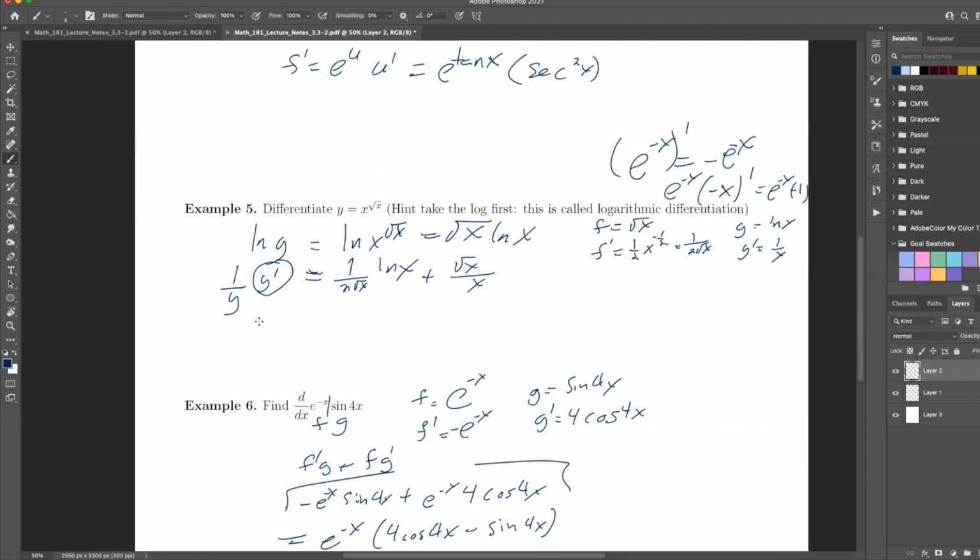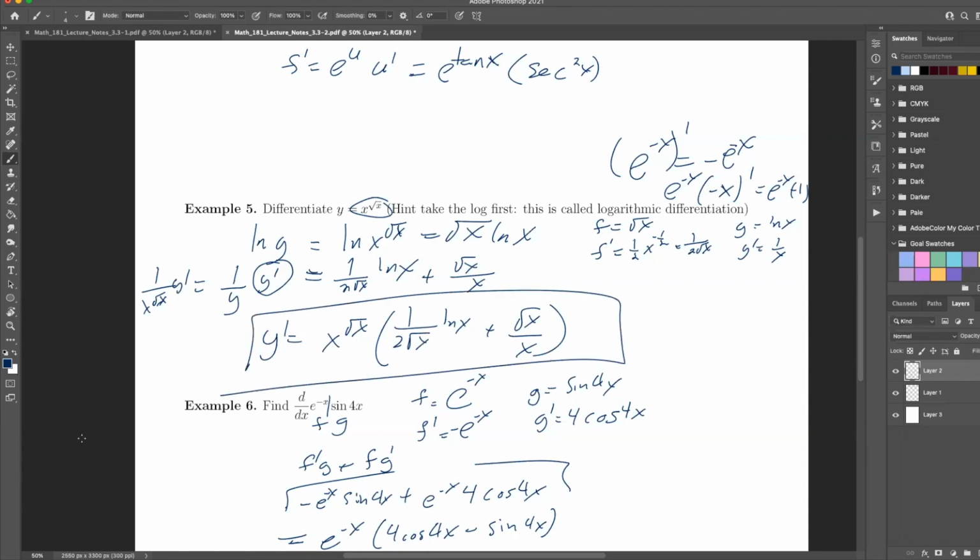All right, and then we just want to solve for y prime. Do I know what y is? Yeah, y is equal to this. Let me write this over on this side. So this is 1 over y, y prime, 1 over the square root of x raised to the x to the x. And so if we solve for y prime, we're just going to be multiplying both sides by x raised to the square root of x. So we have y prime is equal to x raised to the square root of x, times 1 over 2 square root x ln x plus square root x over x.